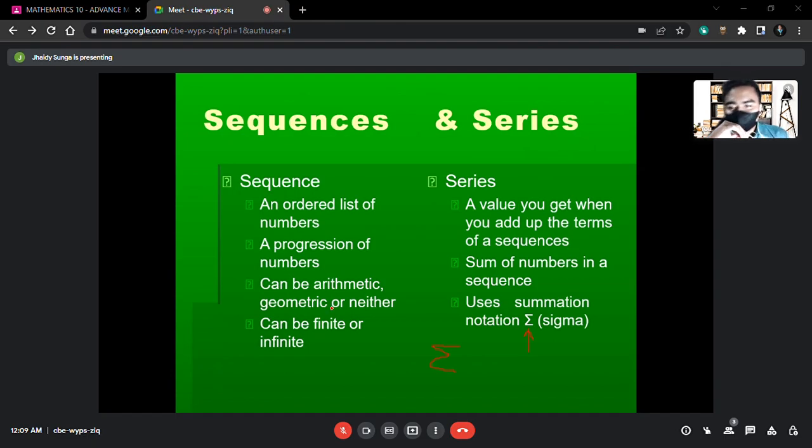Then the summation of the two sets is 8. That is summation, no? So I would like you to remember this symbol. And also, sequence. If we say sequence, it could be infinite or finite. So later on, we will be discovering some examples of how we could see whether a sequence is infinite or finite, as well as arithmetic or geometric, or neither of the two.